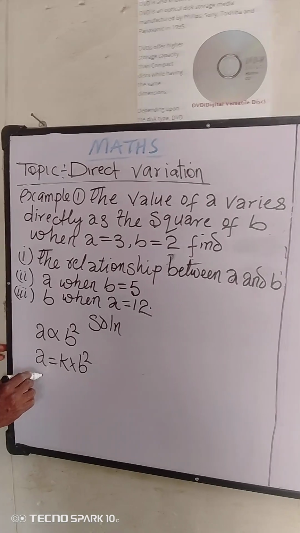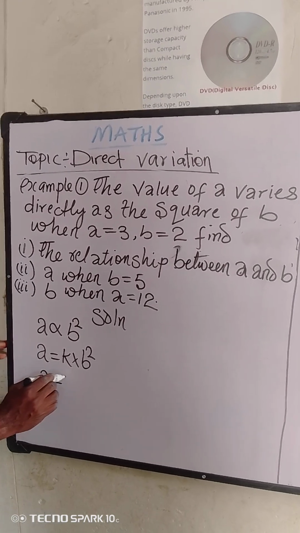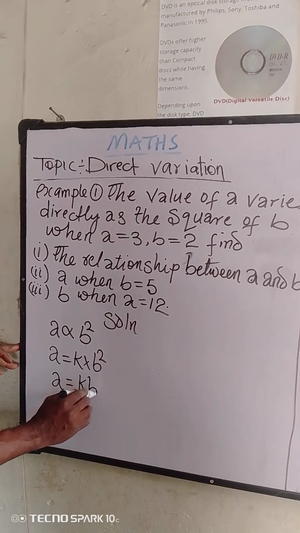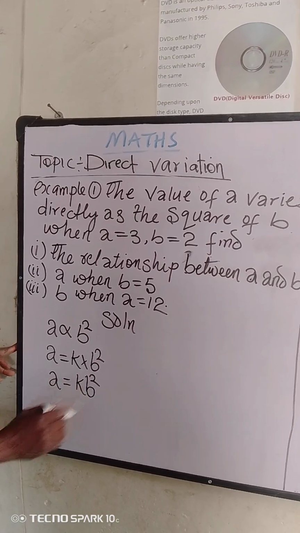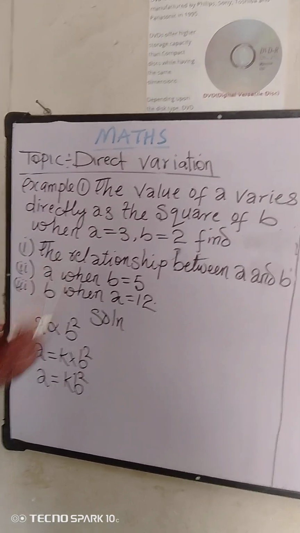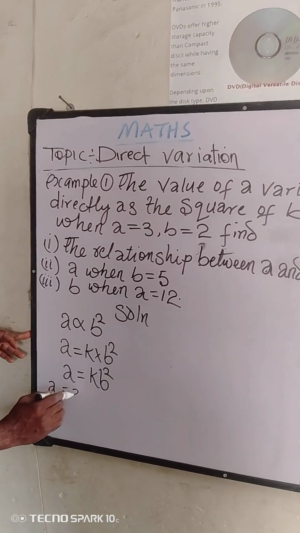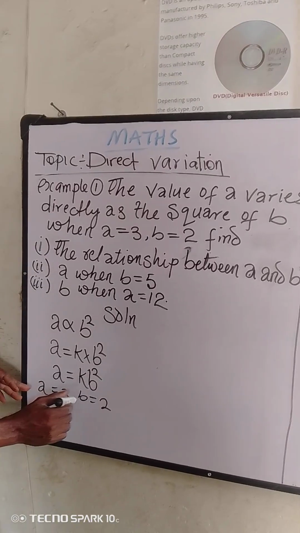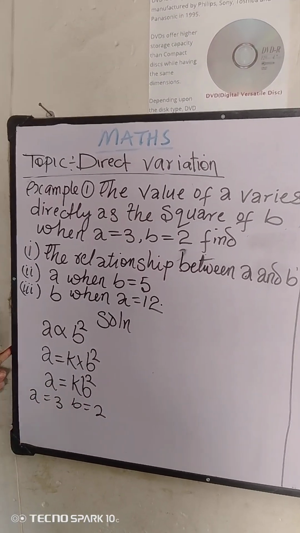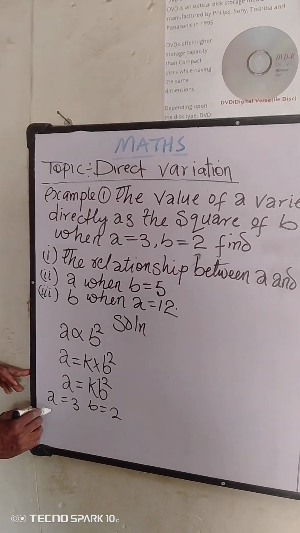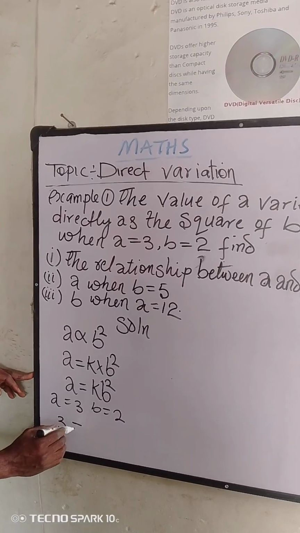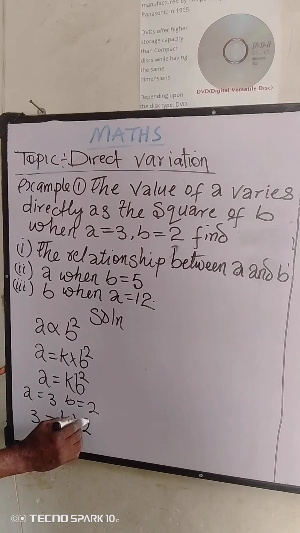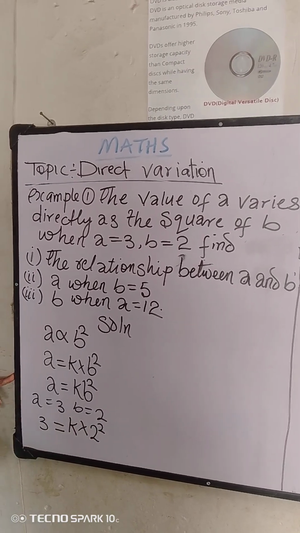Then if I simplify this completely, I will now have A is equal to B squared multiplied by what? By K, which is KB squared. Now A is given as what? A is given as 3 and B is given as 2. So we're going to substitute the values of A and B in order to get the constant of proportionality. In this case, we say A, which is equal to 3, equals K, which is unknown, multiplied by B, B is 2, and we'll have square on top of 2.